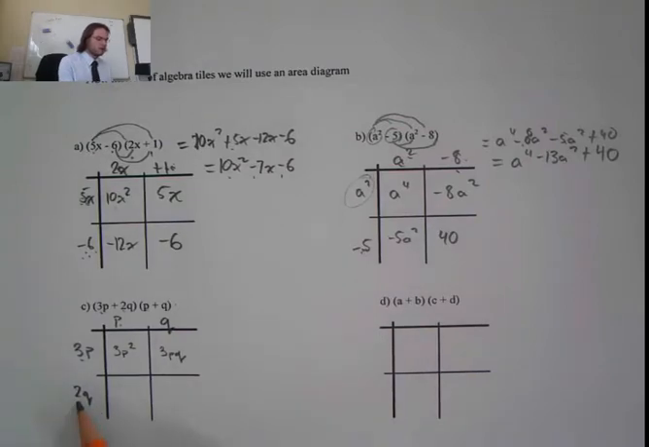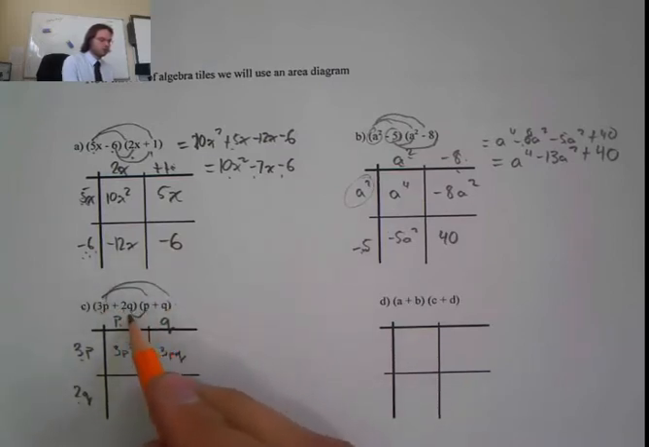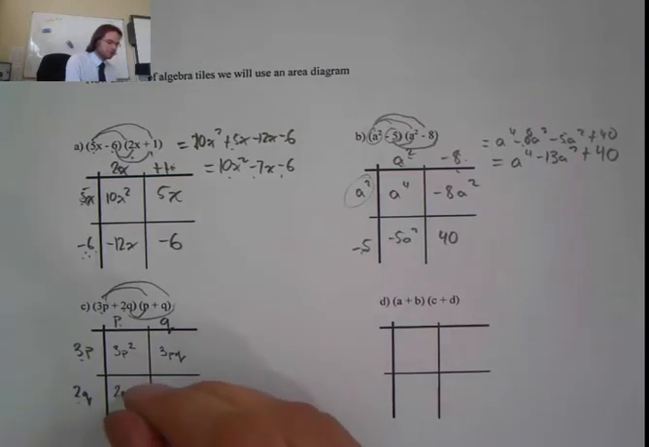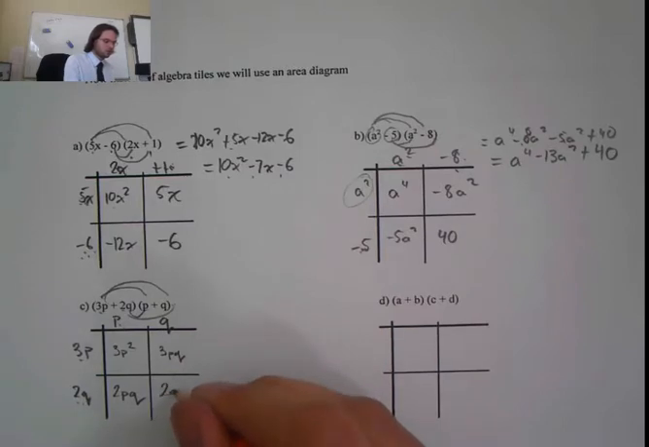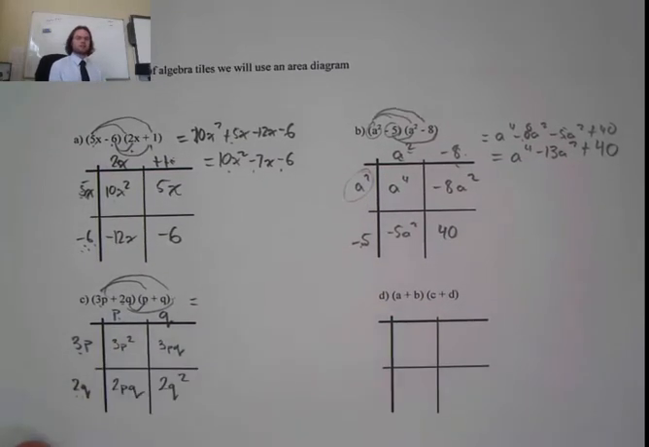Then I have 2q multiplied by p, because now we have to do both of these. Now I'm going to have to go the q twice. So 2q multiplied by p gives me 2pq. And then I have to go 2q multiplied by q gives me 2q squared. So I want to add everything in this box down here together.